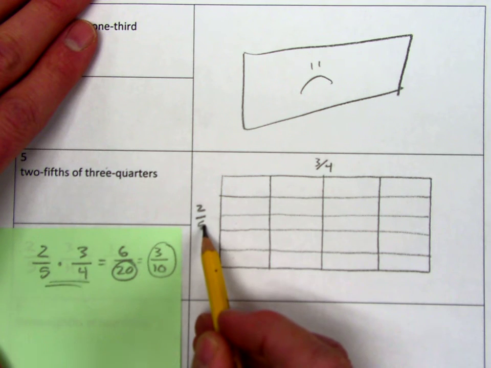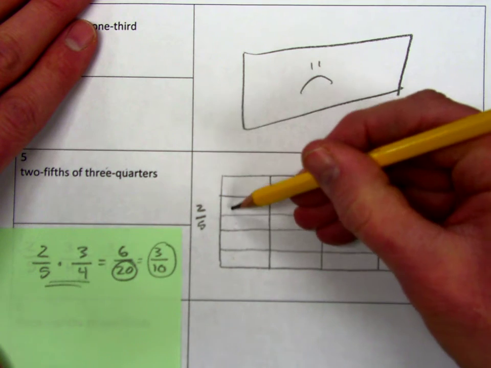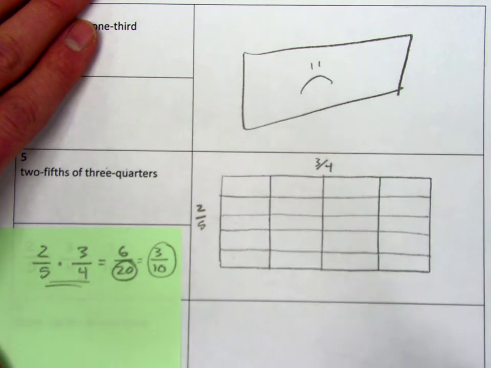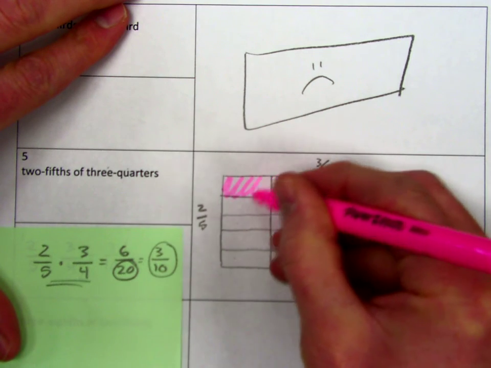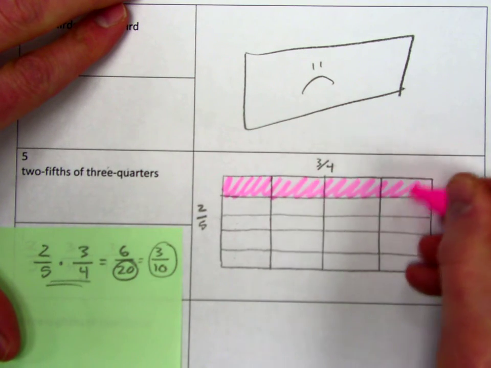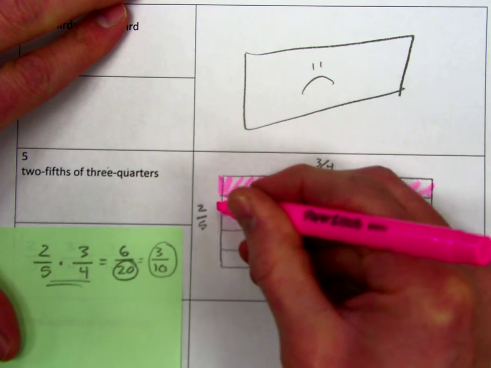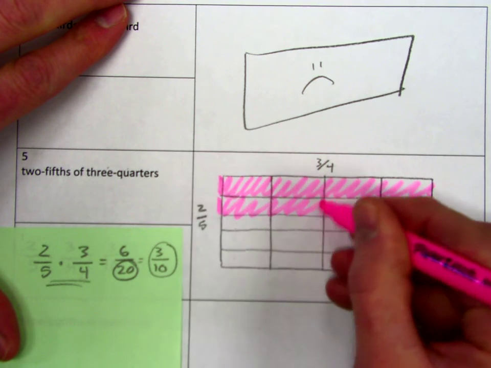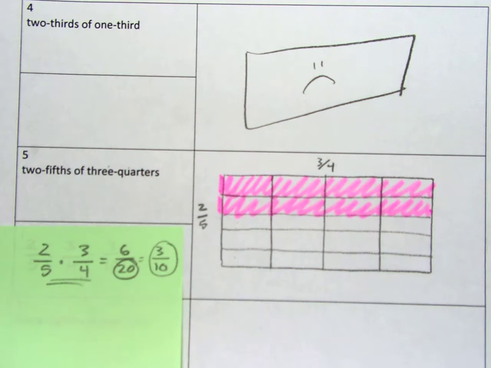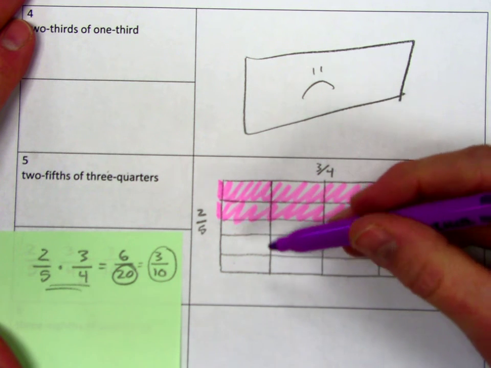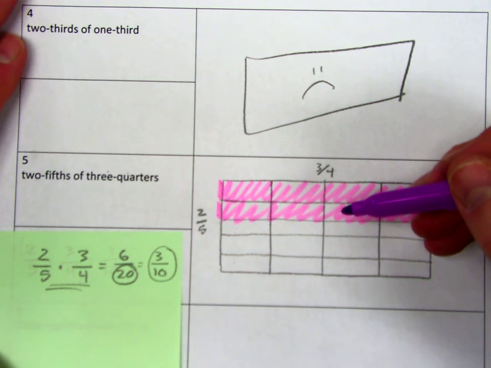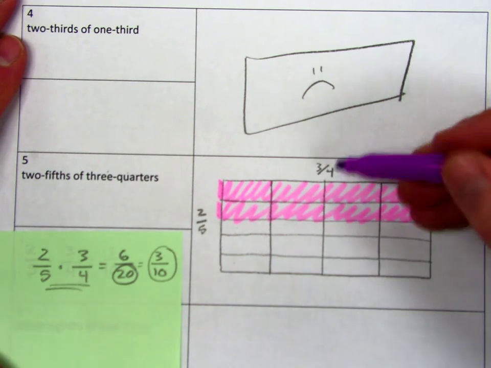2/5, the students need to go 1, 2, 3, 4, 5, and they're going to shade 2 out of those 5. So that means they are going to go all the way across, because we're starting on this dimension and this dimension, and they have to go all the way across. They want to be reasonably neat. There's 2/5, and they take another color, and this side's 3/4. And again, we're going to be looking at the area that's overlapping. That's going to be the answer to the problem, or the product.